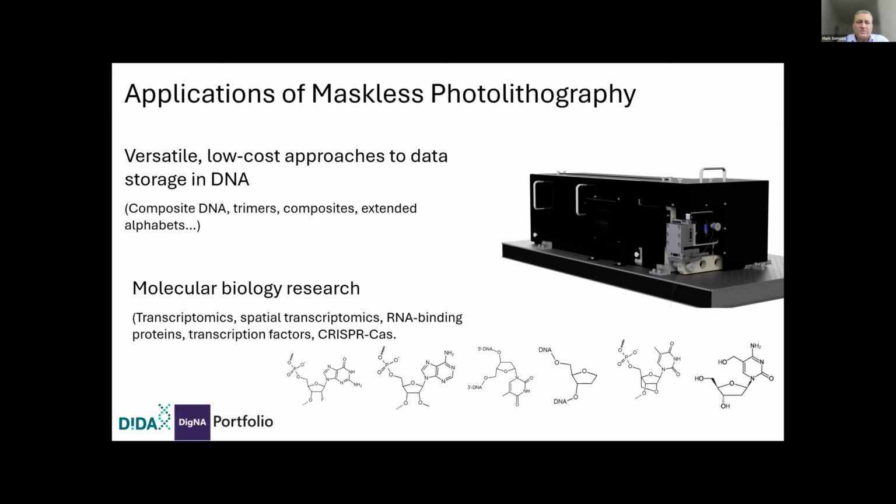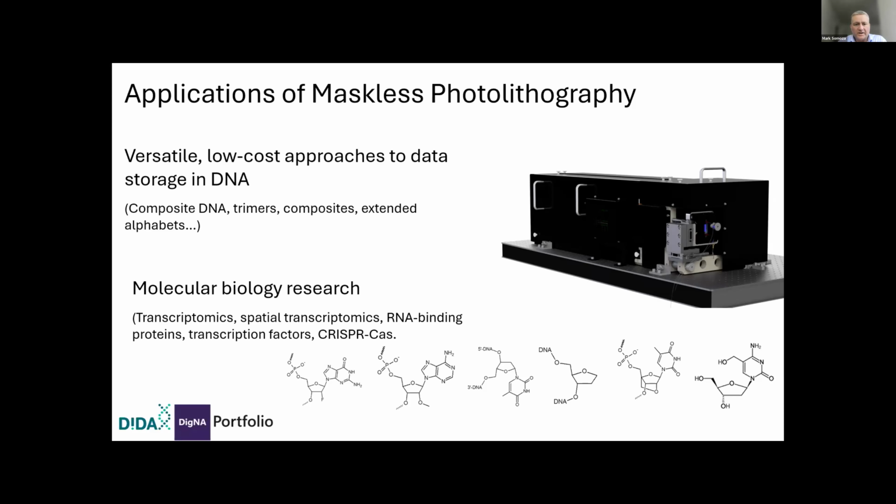But in our lab, we also do a lot of molecular biology research, and so this is a useful device to have for that. We do a lot of transcriptomics, a lot of spatial transcriptomics, RNA binding proteins. We can make RNA. For RNA synthesis, the chemistry is essentially identical. It's also phosphoramidite chemistry. The main difference is that RNA has the 2' hydroxyl group, which also needs a separate protecting group. But other than that, the synthesis chemistry is the same.